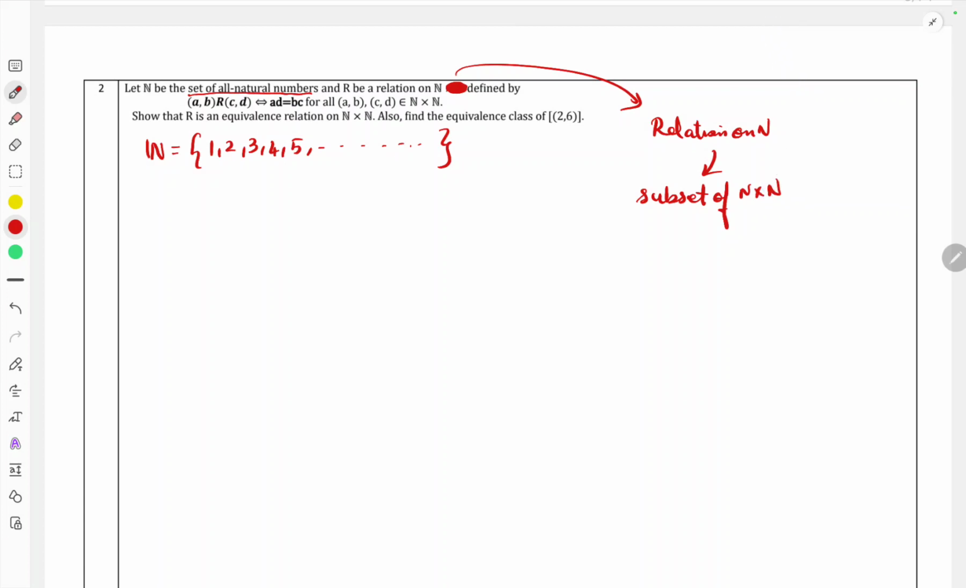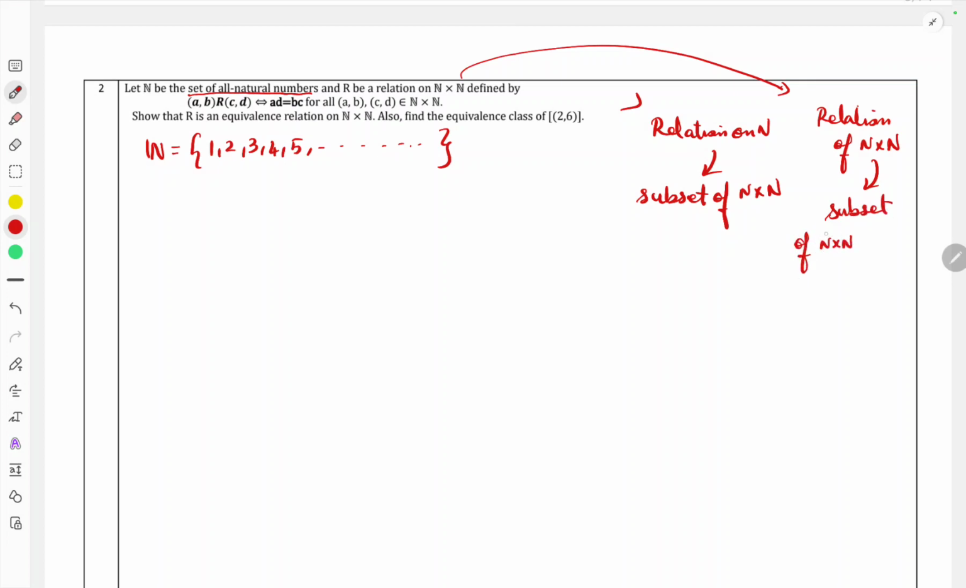Since they have given a relation on N cross N, it means the elements here themselves are ordered pairs. So this is nothing but a subset of N cross N cross N cross N. So the set N cross N will be in this form: (1, 1), (1, 2), it keeps on going like this, (2, 1), (2, 2), and it keeps on going like this.